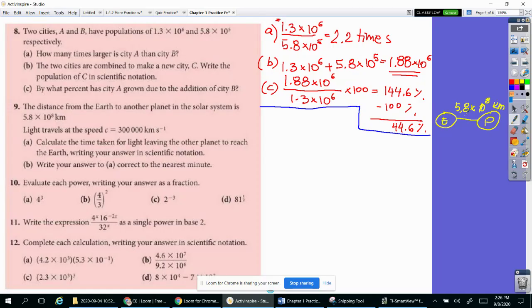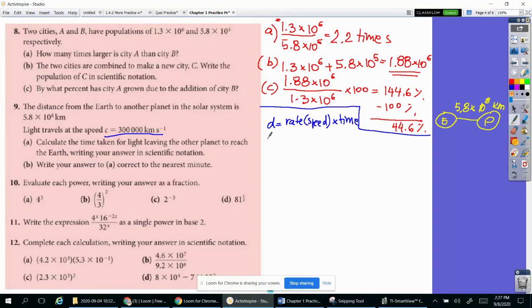Now, we're given what the speed of light is. So this is C. And we need to find out how long it takes for the light to reach from one planet to Earth. So what we're going to do is use the distance formula. And you remember, the distance formula is rate or speed times time.